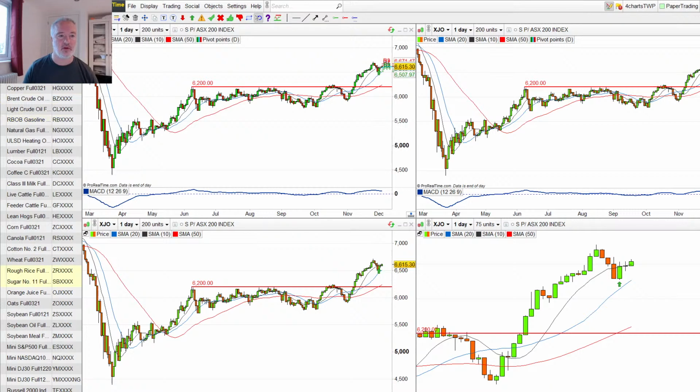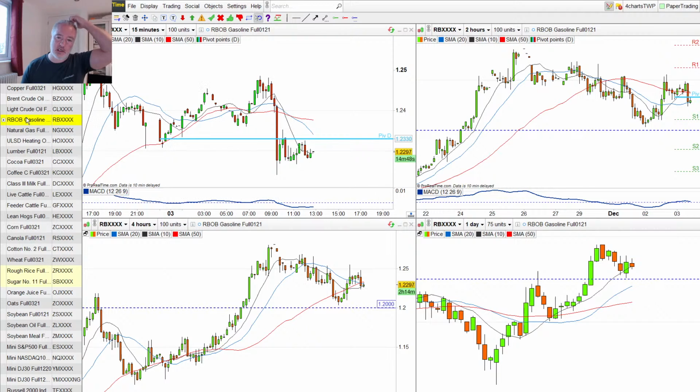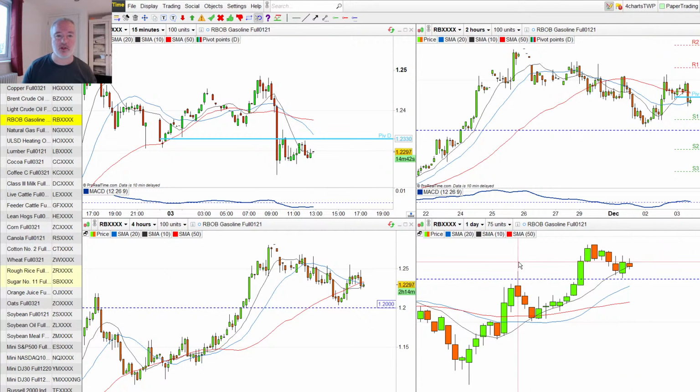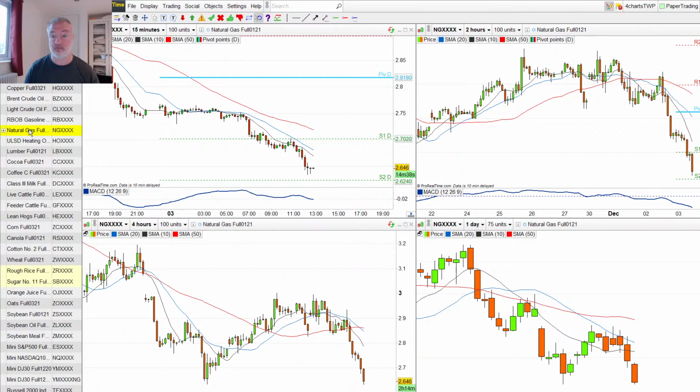Go through. RBOB gasoline, the bullish, again, there was a pullback into that level and a bullish candle there, so that could start to move to the upside. Natural gas, beautiful for shorts. It's coming into previous lows, so it could bounce off that. But wow, very nice.